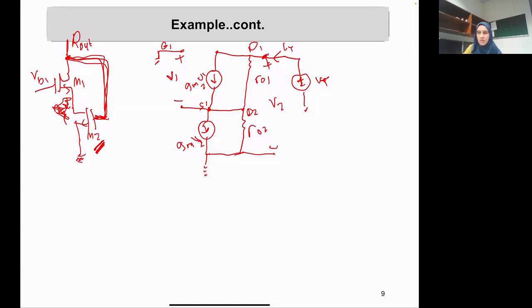So now we want to find the output impedance of this one with our I test. Okay, so now I test is basically equal to what? The current that is going in this direction.